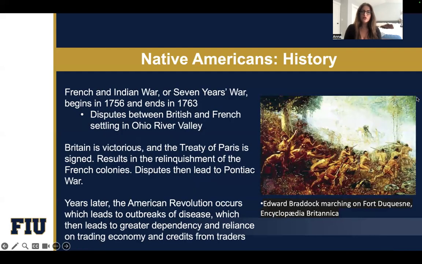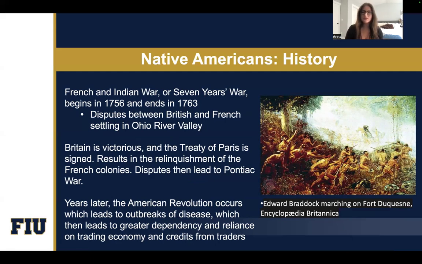Several wars also took place. These included the French and Indian War, or the 7 Years' War, which began in 1756 and ended in 1763. This war originated over a dispute over the British and French settling of the Ohio River Valley, primarily when it came to trade purposes. Britain ended up winning the war, and the Treaty of Paris was signed, which resulted in the relinquishment of the French colonies.